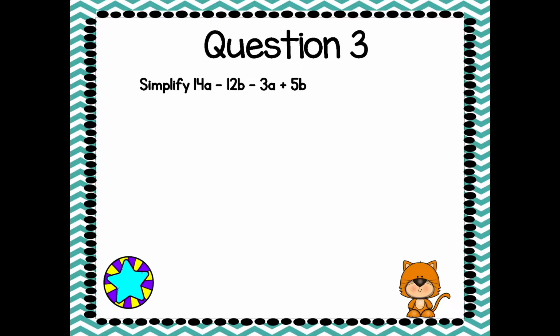Question 3. Simplify 14a minus 12b minus 3a and 5b. Question 3 involves simplifying an expression. An expression is a set of terms, mostly they are letters, separated with maths operations such as add or subtract. Unlike equations, expressions do not have an equals in them.